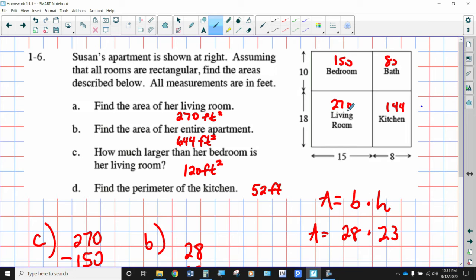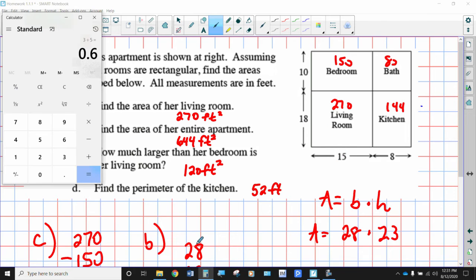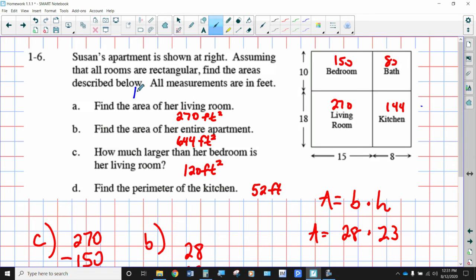The area of the living room has to be 270 square feet because 18 times 15, just to verify, is 270. So to find the area, remember, area is always equal to the base times the height of your rectangles. Find the area of the entire apartment. Well, that's where we need to add these guys together.